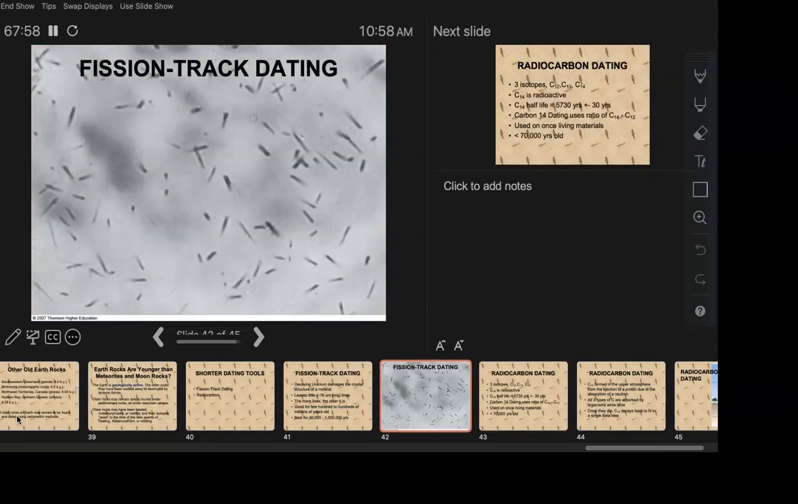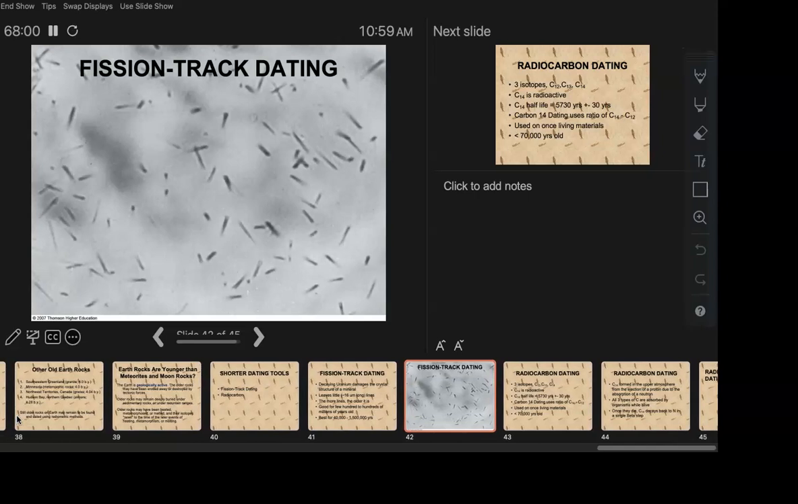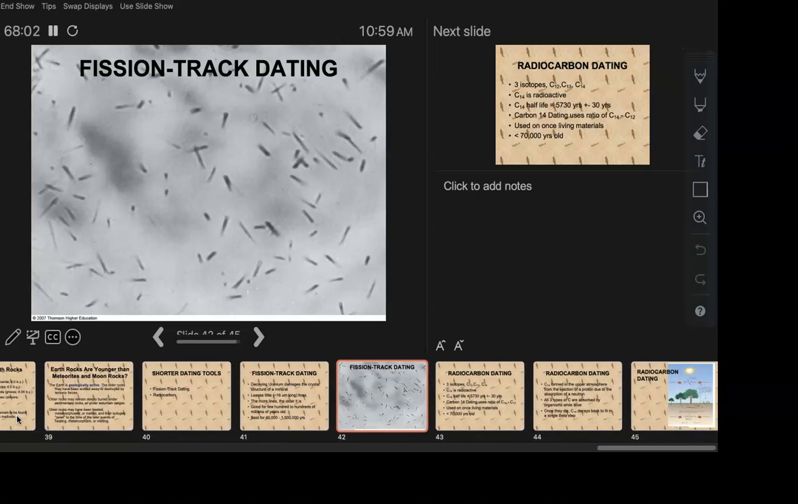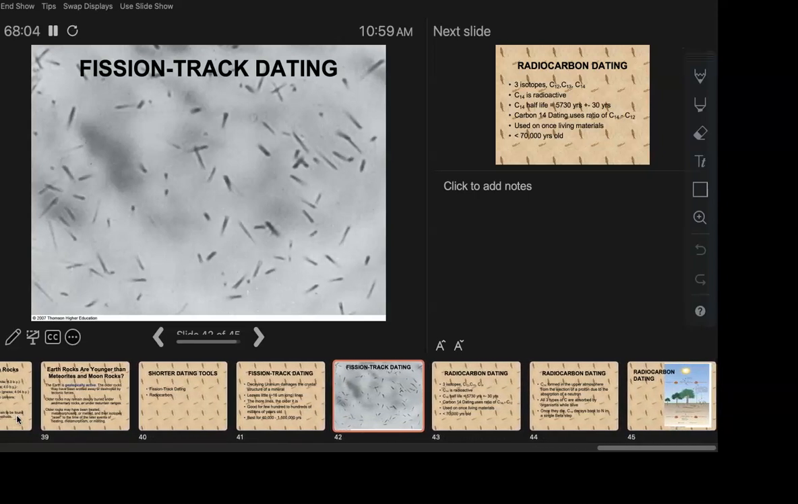Fission track is kind of cool. When it ejects this energy, we talked about the electron capture and the beta decays, all those various things, it actually leaves a mark in the rock. All right, it is kind of cool. They can see the scarring. So that's that fission track dating. Somebody goes in there and actually counts the number of decay series that happen there.